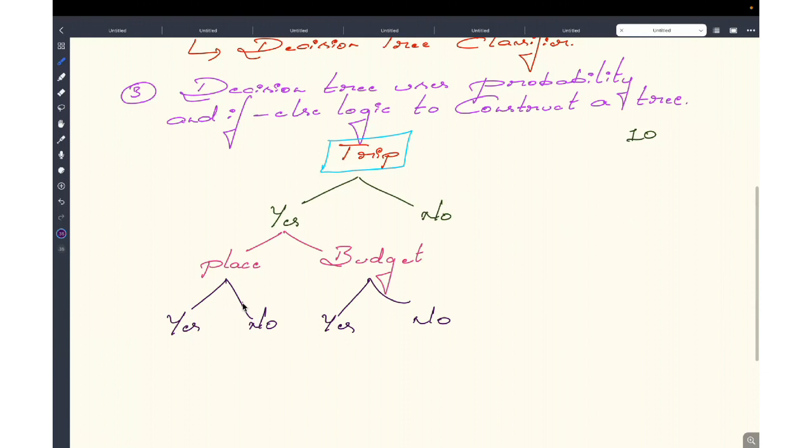So what is the probability that people would say yes to a trip? What is the probability that people are okay with the place? What is the probability that people are okay with the budget? Etc. Like this, the different tree will be constructed. Okay, but it's not just using a normal if else logic, it uses certain mathematical concepts, probability concepts in order to make a decision tree something like this. I'll show you the example.